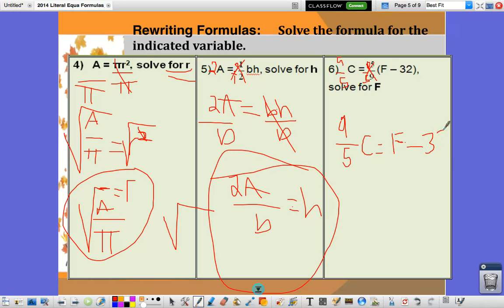32. Okay, now you probably guessed it. How do you get rid of a minus 32? Well, you add it. And golden rule: add it to both sides. So 9/5, please no talking, 9/5 C plus 32 equals, well, we got rid of this minus 32, so we just put F. And that's our answer.